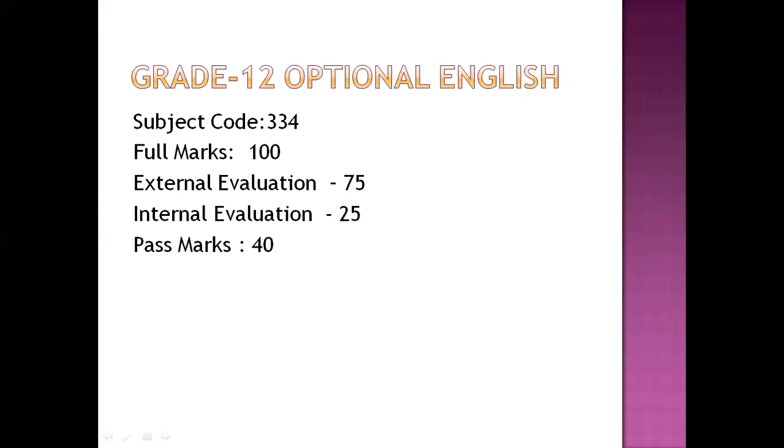Grade 12, that is optional English. The subject code will be 334 and it is full marks 100. Out of 100 full marks, the evaluation system can be categorized in two ways: external evaluation and internal evaluation. In external evaluation, students have to sit in the exam and write in the answer sheet, that is 75 full marks, and internal evaluation will be categorized in a different way. That will be for the practical aspect, and overall pass marks will be 40. That will be C grade.